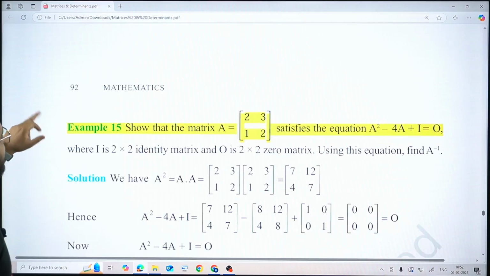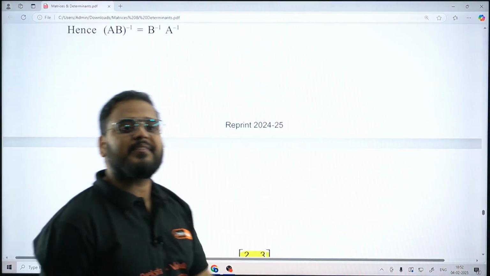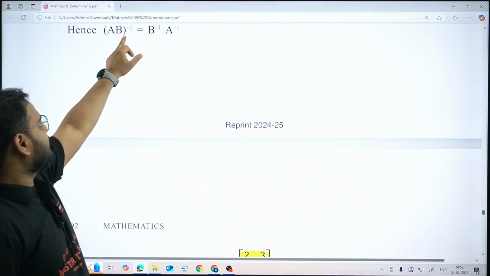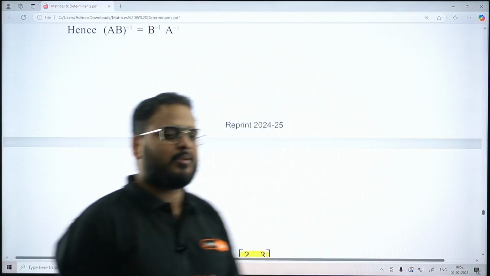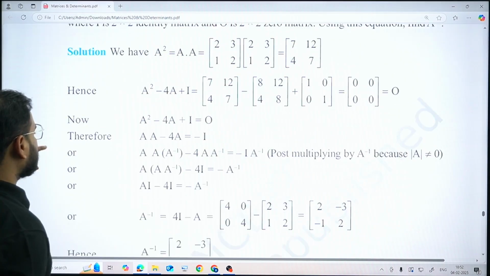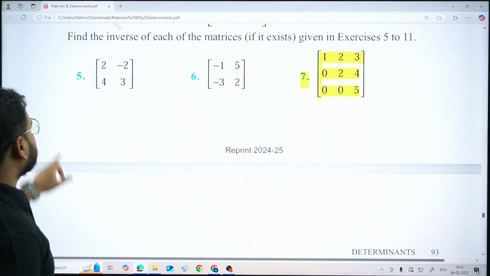The verification of the property of matrices, right? For invertible matrices, (AB) inverse is nothing but B inverse A inverse. So you just multiply this and then take the inverse, or first find the inverses and then multiply. You're going to get the same result. Okay. Example 15, solve this as well. Exercise, please check.